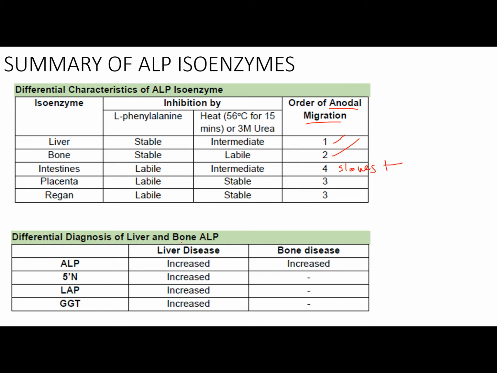Then differential diagnosis of liver and bone ALP. Usually, class, you would use other enzymes to differentiate liver and bone disorders. So kapag may liver disease ka, the following enzymes are increased: ALP, 5' nucleotidase, LAP, GGT. But if you have a bone disorder, increase lang ang ALP. So let's say the doctor tested for these 4 tests. Among the 4 tests, only ALP is increased. If that happens, class, the doctor will presume that the patient is suffering from a bone disorder. So that's how you would differentiate them.